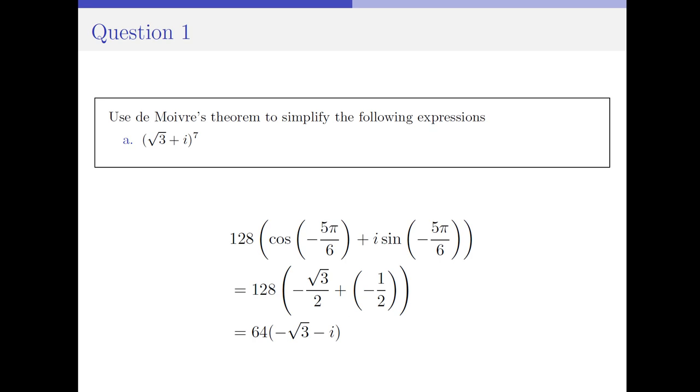And then all I've done here to get this 64 is I've just taken out the common factor of the 1/2 and multiplied all that out. Notice we've got a plus multiplied by a minus, so that's going to become a minus i. And that's that question all finished.